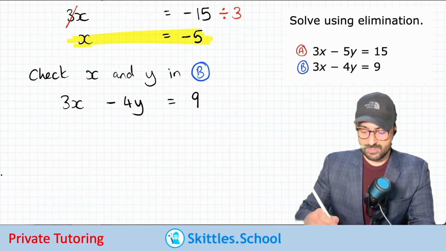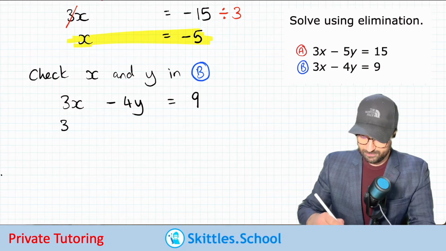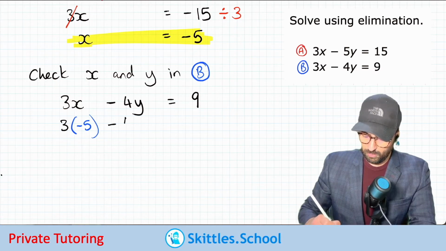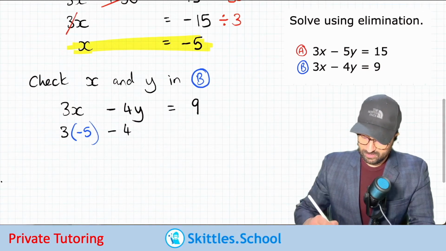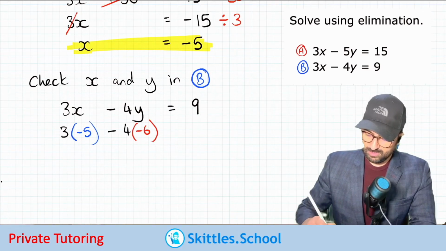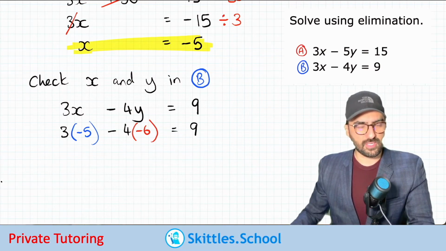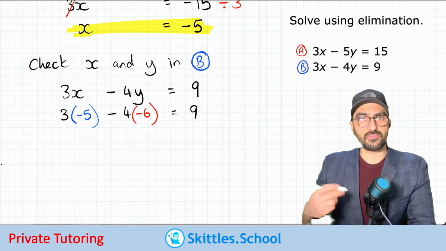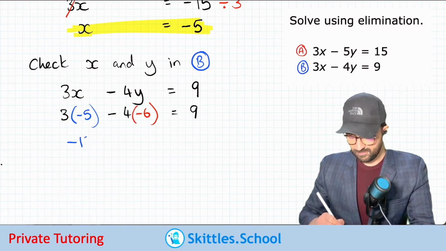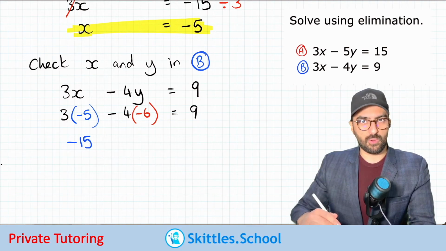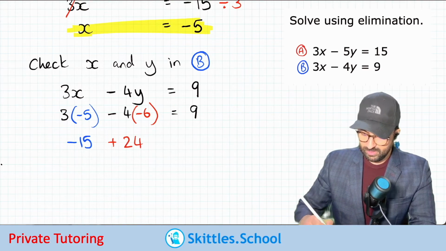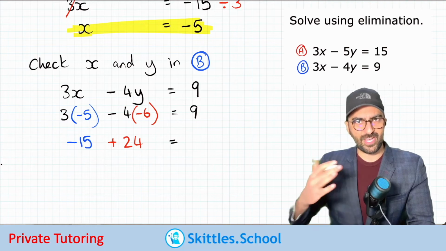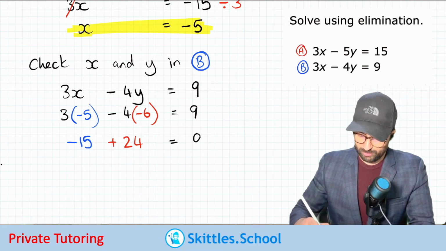So we've got x is minus 5, so that's 3 brackets minus 5, subtract 4, and what was y? If we remember, it was minus 6, brackets minus 6, should equal 9. So let's work all this out and let's see if it equals 9. So 3 times minus 5 is minus 15. Minus 4 times minus 6 is positive 24. And let's check if that equals 9. So minus 15, add 24. Yes, it does equal 9.